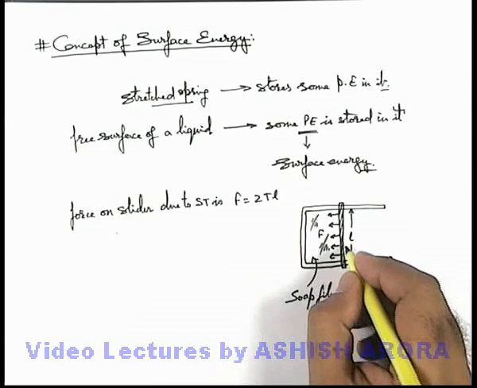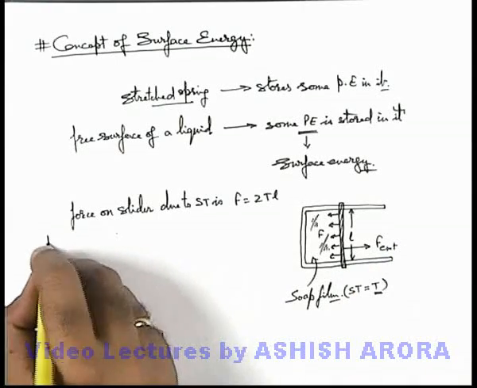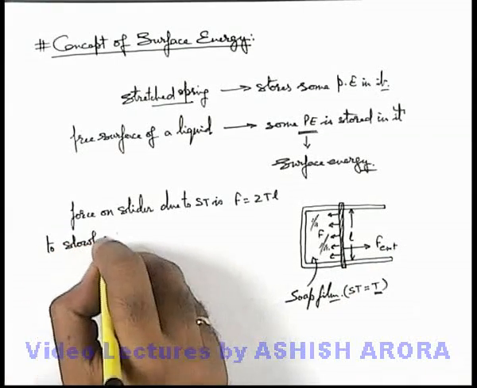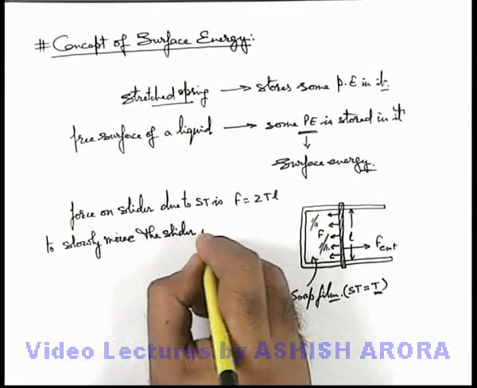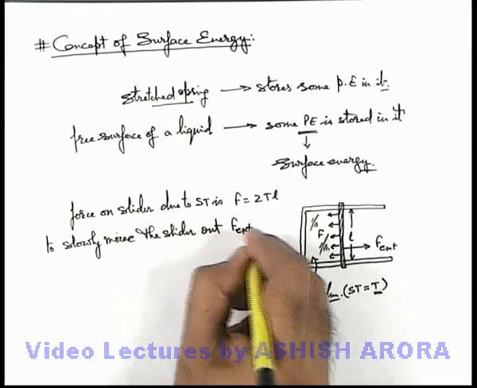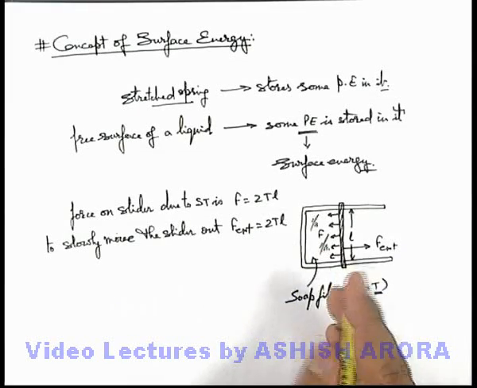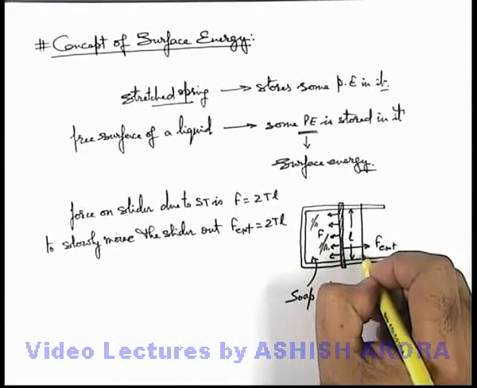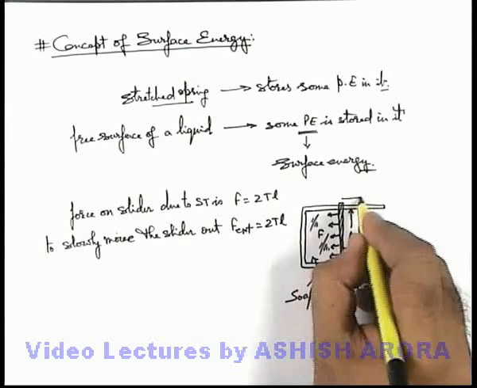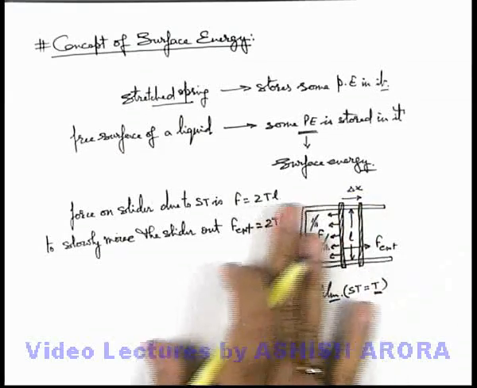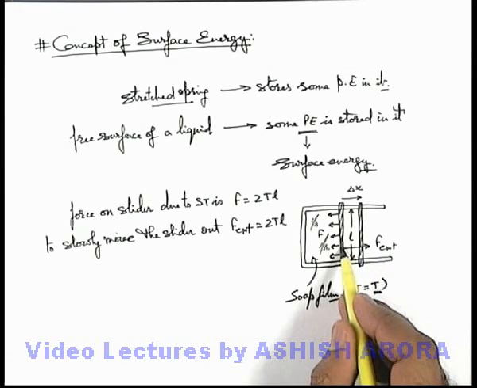Now if we wish to move the slider in the outward direction, we need to apply an external force. To slowly move the slider out, this external force must be equal to the force applied by the surface tension, that is 2TL. And say we displace the slider by a distance delta x in the outward direction. If it is pulled outward by a distance delta x, the surface area of the film will also increase, and some work is done by the external force in pulling the slider outward.